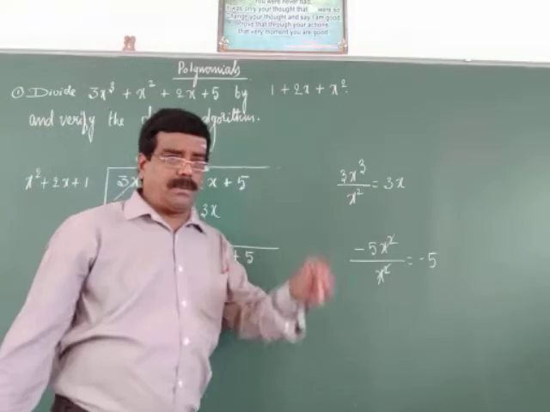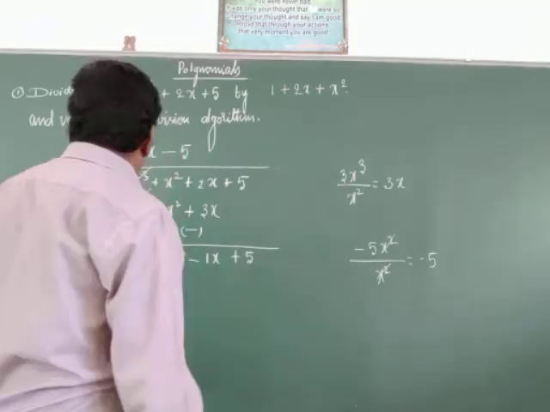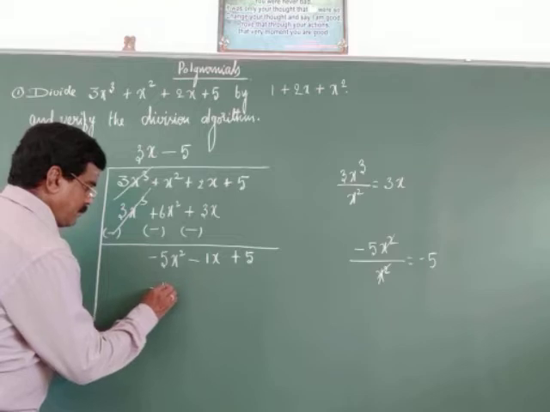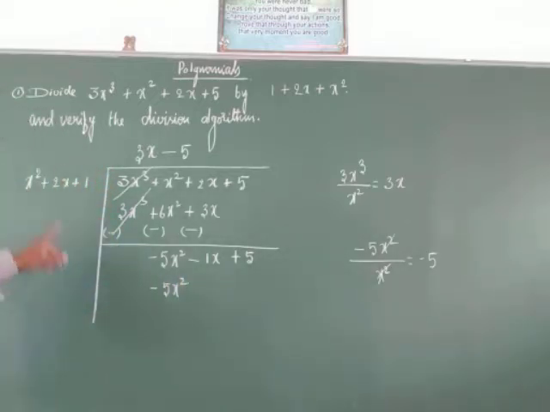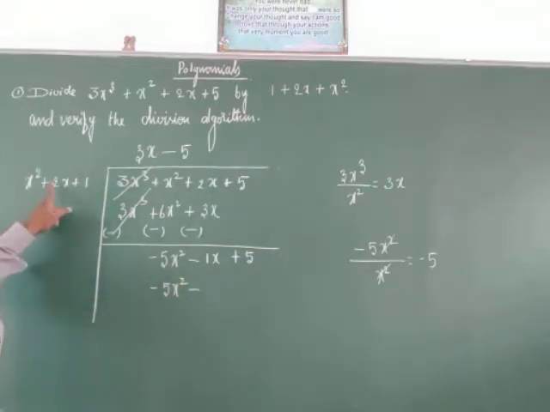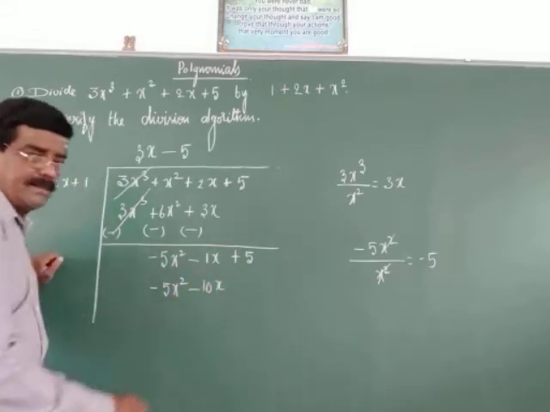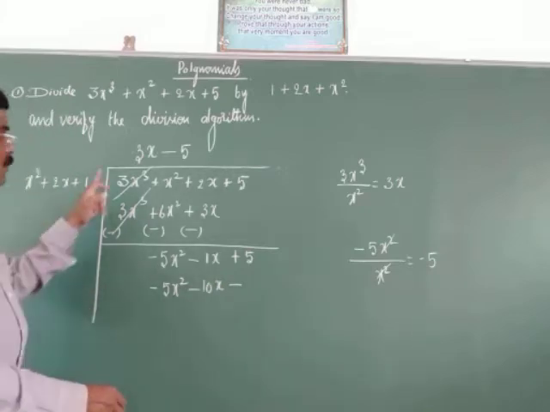Again, the quotient is to be multiplied by each term of the divisor. That is x square into minus 5 is minus 5x square, plus 2x into minus 5 is minus 10x, plus 1 into minus 5.